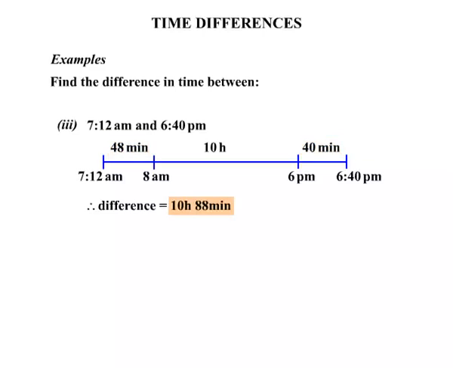Do you think we'll leave that as our answer? Well, no, we won't. That 88 minutes is actually more than an hour. 88 minutes is 1 hour and 28 minutes, given that every hour is 60 minutes. So we've really got 10 hours and then another 1 hour and 28 minutes. So altogether that would be 11 hours and 28 minutes.